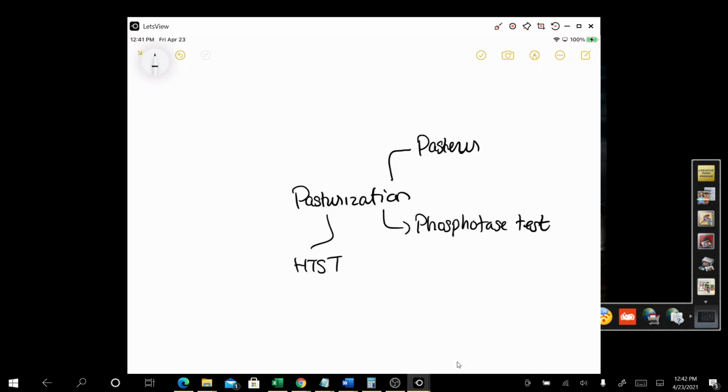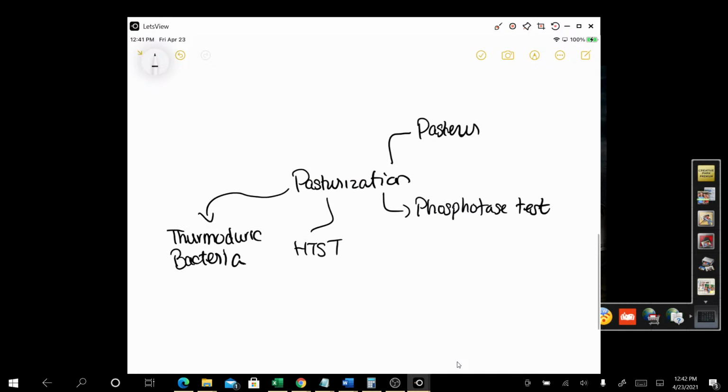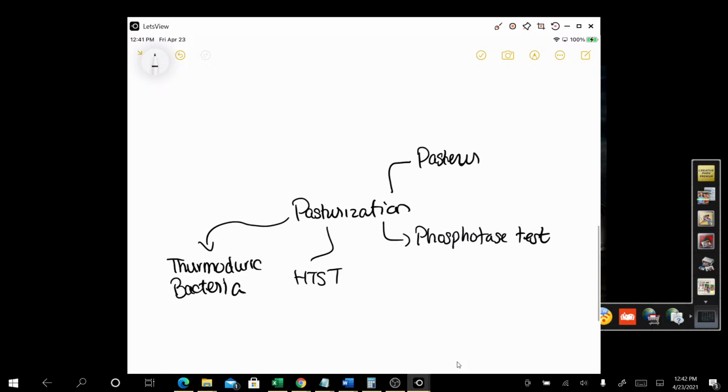And what else? Bacteria, thermoduric bacteria. So we have Pasteur, phosphatase test, thermoduric bacteria, HTST, and I will stop there. So these are pretty much the main things that you would need to know for pasteurization. So we're going to start with Pasteur.